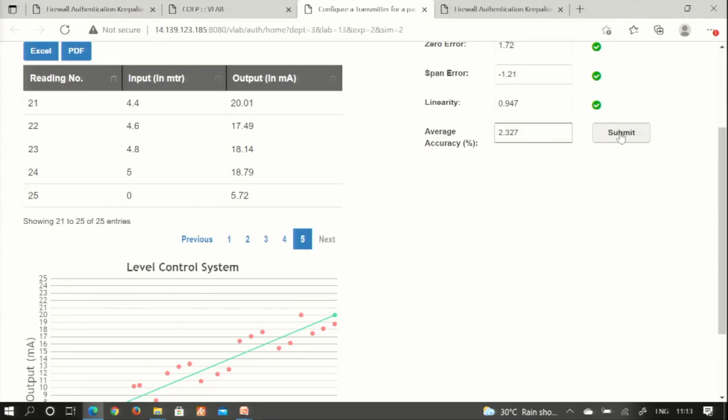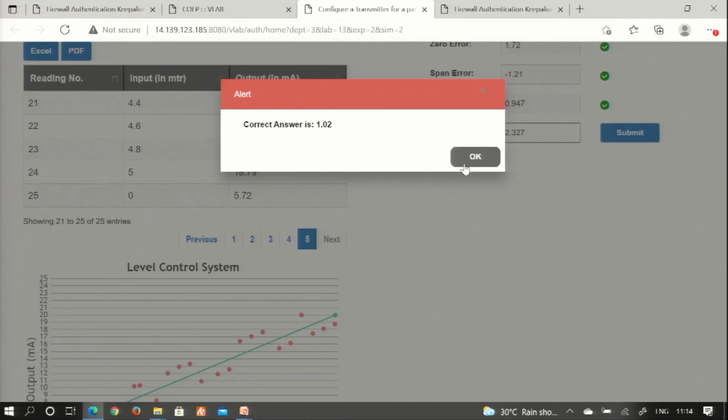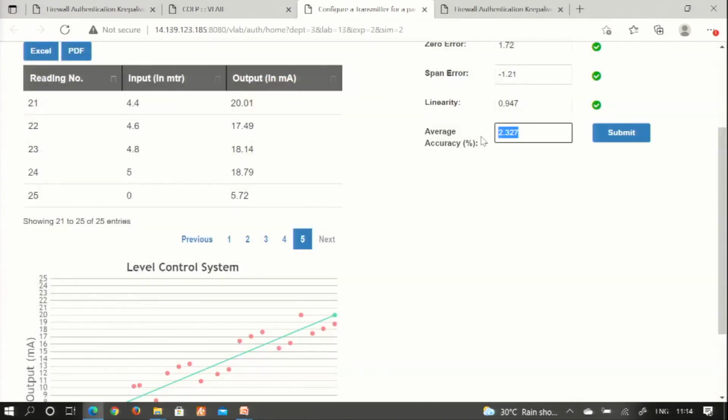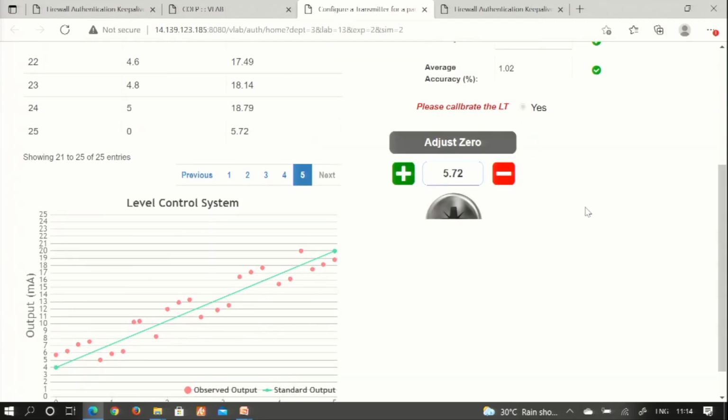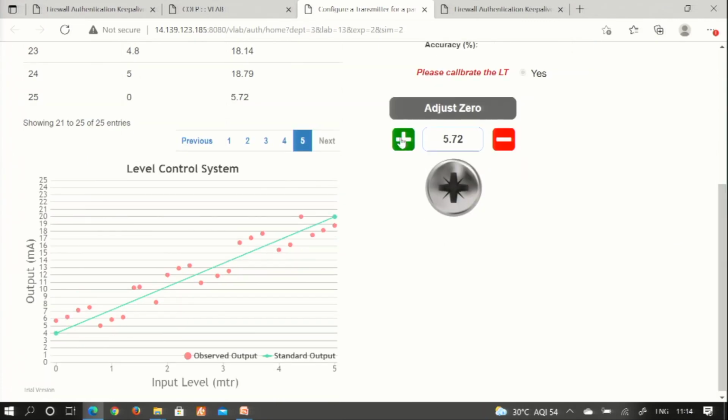And I say that, okay, let me check again, oh, still there is a problem, then we will help that student saying that the answer is 1.02, the average accuracy of this transmitter. And then the experiment will go saying that the readings are scattered, you need to calibrate it. So you will say yes to that. So this is the next phase in his life when he will say that, yes, in fact I want 4 milliampere at 0, but it is showing me 5.72, that means I have to reduce it.